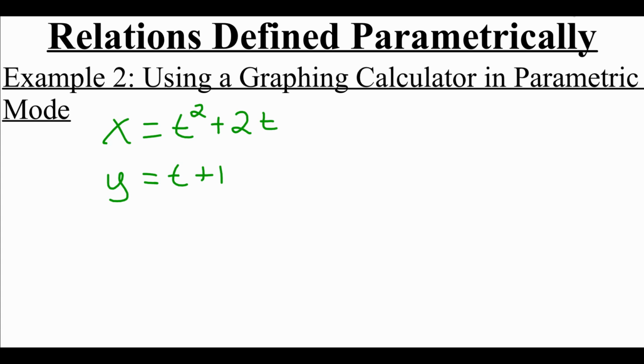Now we're going to look at another example here, but this time we're going to use our graphing calculator to help us out. So we're going to define our x as t squared plus 2t, and this time we're going to define our y as t plus 1. And now I'm going to fire up my calculator.